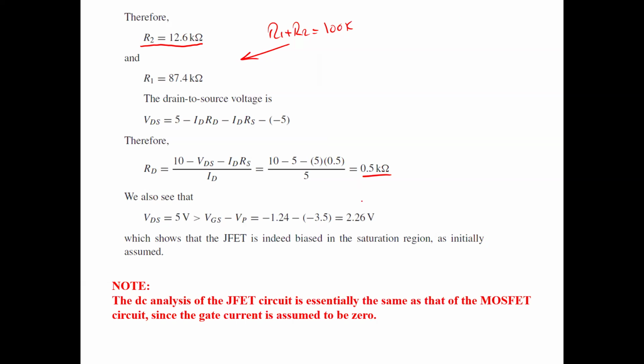Okay, so this is the design problem. In the design problem, we got the value of R drain, we got the value of R1, R2, which are the missing parameters in our circuit that will allow the JFET to work at 5 milliampere and 5 volt drain to source. Okay, guys, so this is the DC analysis of this question.